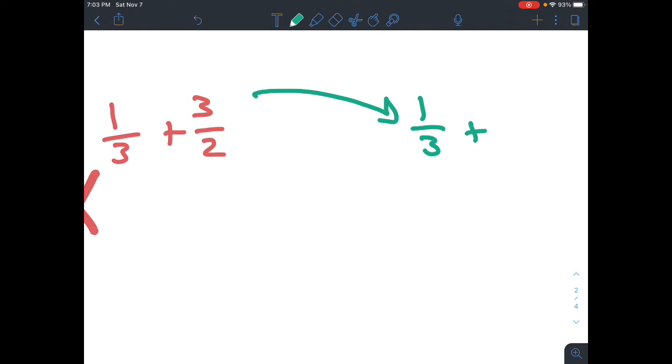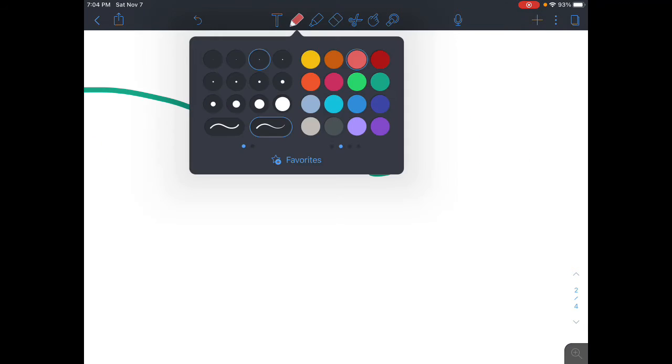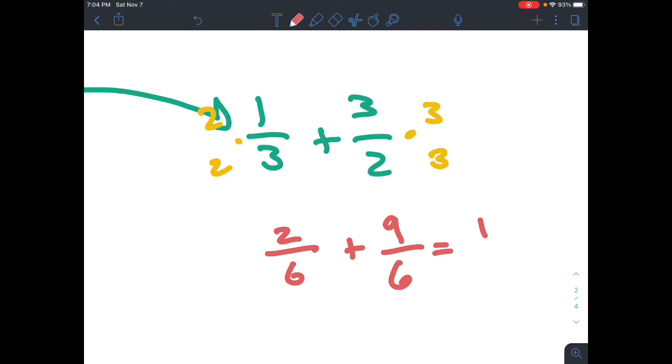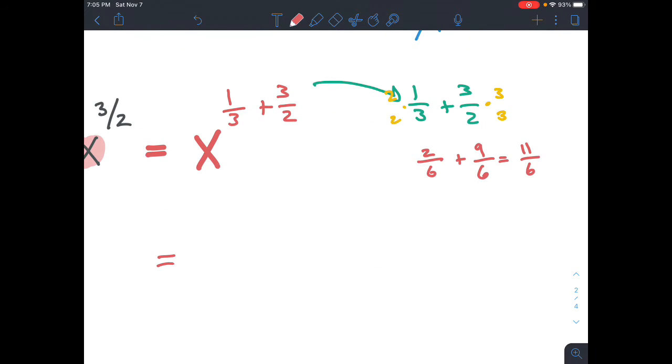And so 1/3 plus 3/2, and the common denominator is going to be 6. So I'm going to multiply each fraction by something that will make it 6 in the denominator. So that's 3/3, and the other fraction 2/2. And that's going to give me 2/6 plus 9/6, which will be 11/6. And that fraction cannot be simplified. So your answer is going to be x to the 11/6. If your problem asks you to write that with roots, that would be the 6th root of x raised to the 11th.